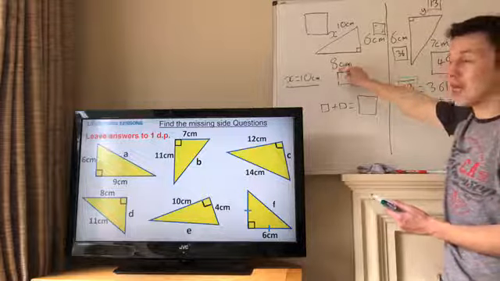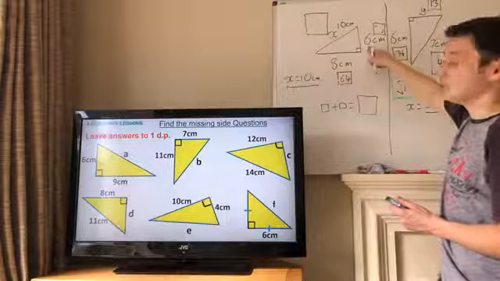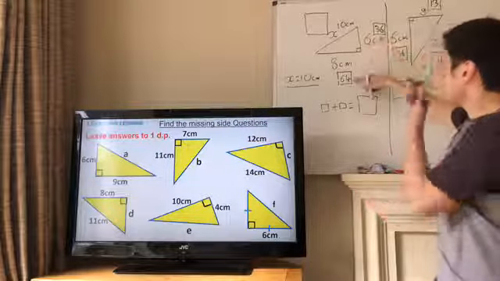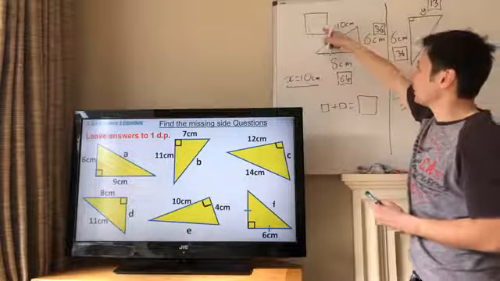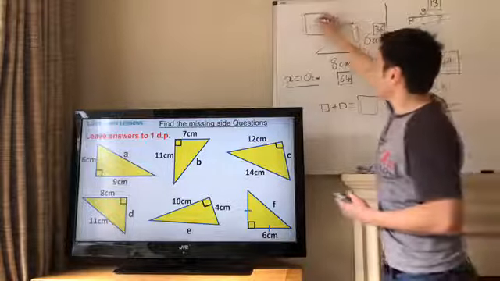8 squared means 8 times 8, which is 64. 6 squared means 6 times 6, which is 36. And then you can add those two together to make the big square. That's your first stage after you've done those. You add them together to give you 100.